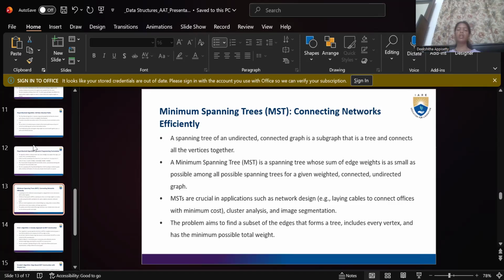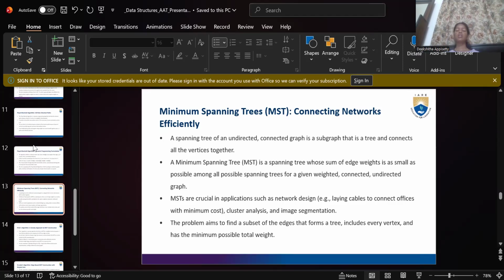A spanning tree of an undirected connected graph is a subgraph that is a tree and connects all the vertices together. A minimum spanning tree, MST, is a spanning tree whose sum of edge weights is as small as possible among all possible spanning trees for a given weighted connected undirected graph.